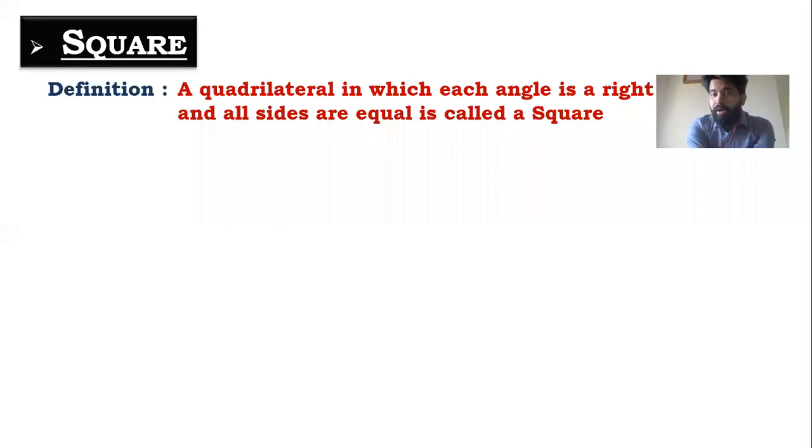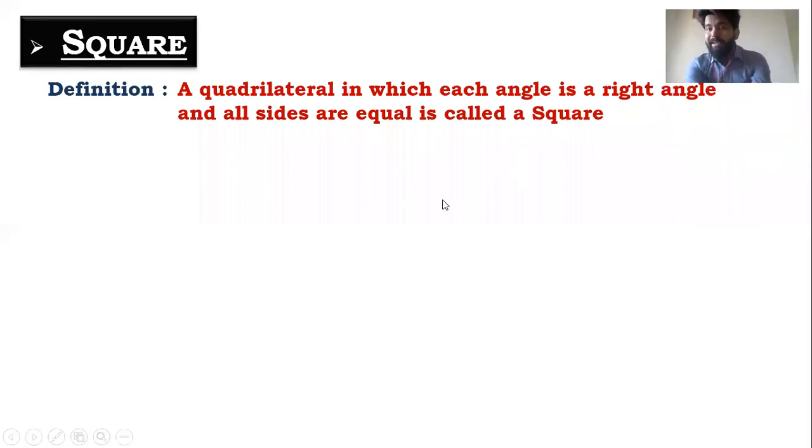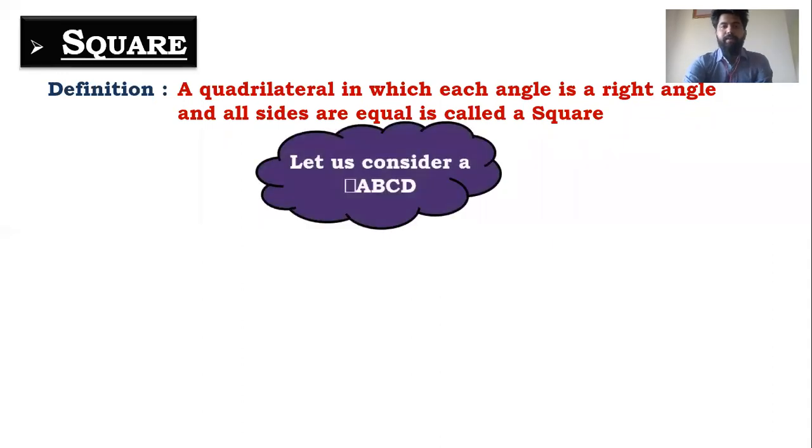All right. So when we talk about a square, it is a quadrilateral in which each angle is a right angle and all sides are equal. Each angle is a right angle and all sides are equal. So let us consider this quadrilateral ABCD.